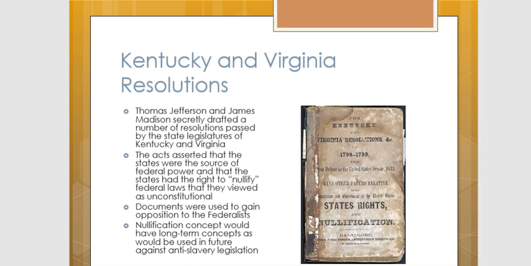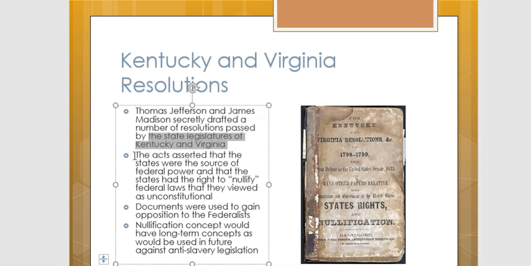The Kentucky and Virginia resolutions. This concept is going to be super important. Jefferson is no slouch. Madison is no slouch. These guys, Jefferson writes the Declaration of Independence. Madison helped write the Constitution. He's a writer of the Federalist Papers. And these guys are going to work with the state legislatures in Kentucky and Virginia.